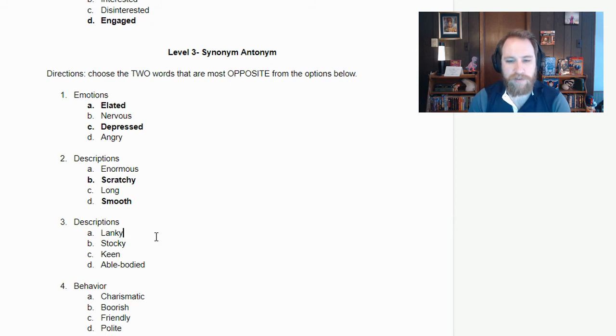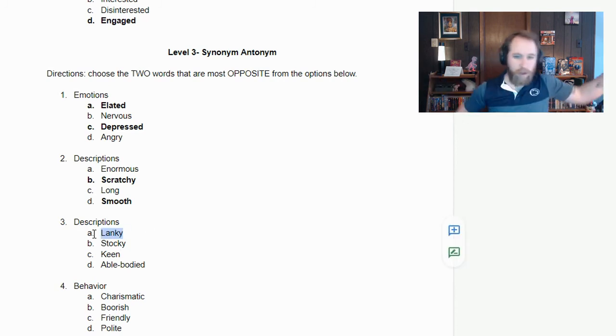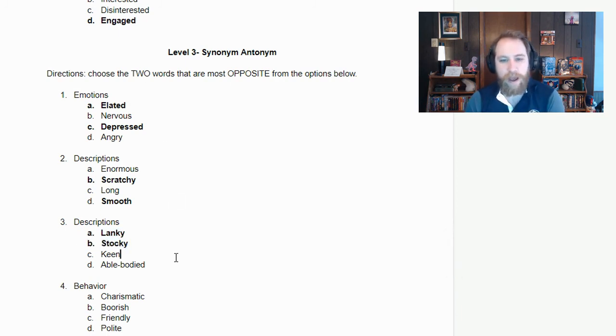Okay, descriptions: lanky, stocky, keen, or able-bodied. Okay, so, all right, if you're not sure what some of these words mean, you'll have to have looked them up. But lanky means to have very long limbs, and stocky means to have very short limbs. So these 2 are opposites. And last but not least, number 4, charismatic, boorish, friendly, and polite. Now, if you looked up the definition, you'll know that charismatic means charming and friendly. So charismatic and friendly mean the same thing, right?